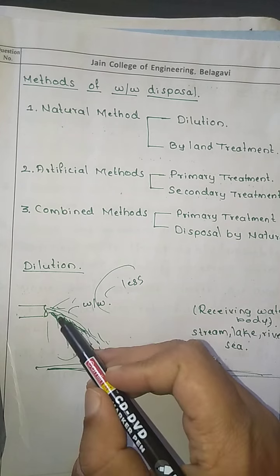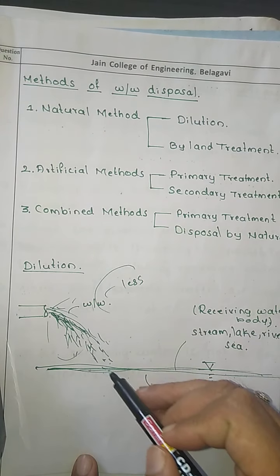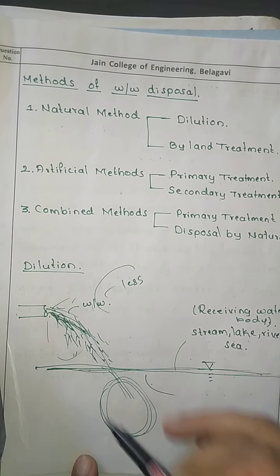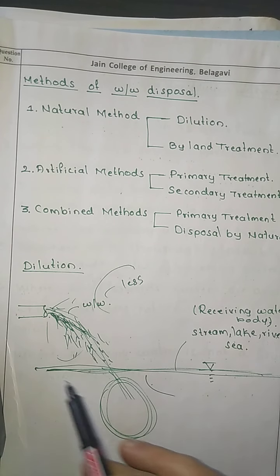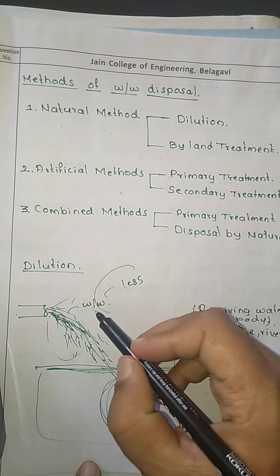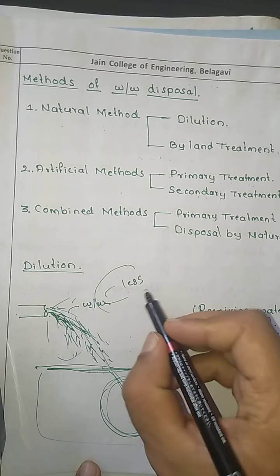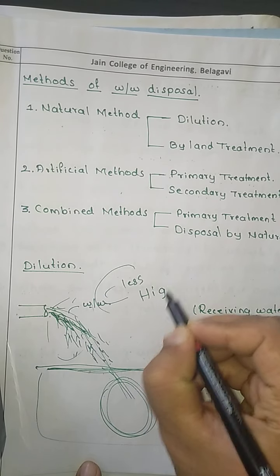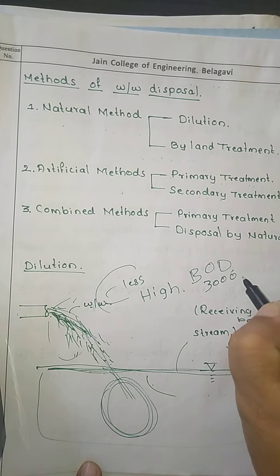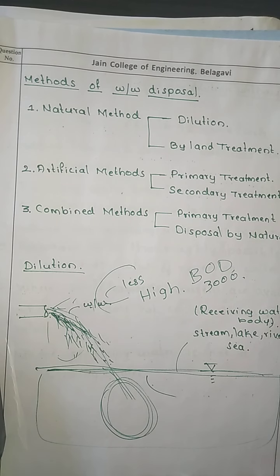When you discharge wastewater in quite a lesser quantity than the receiving water body, the wastewater enters and mixes with the receiving water body, which is in a huge quantity. So what is going to happen here? Before discharging, the concentration of this wastewater was very high. The BOD might be 3000, 2000, whatever that quantity of BOD might be.